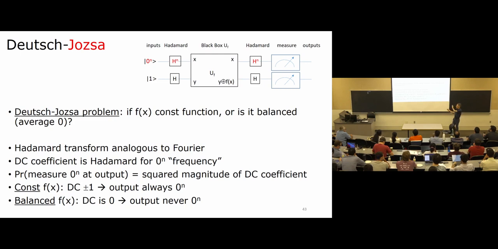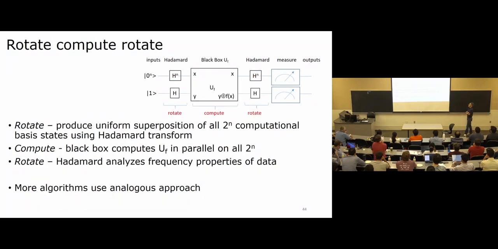All right. So again, I skipped a lot of steps here, but I was talking about the binary analog of frequencies. So at a more abstract level, what we really did here, we have 3 steps. The first step, and this is what Deutsch called rotate, compute, rotate. We rotate from our initialization to a uniform superposition. The compute step means that our black box, we run it in parallel 2 to the n times. And we create a superposition of 2 to the n answers. And then we rotate back. We're trying to get clues about the structure of our data, which is why we're calculating this Hadamard transform, which gives us information about frequency responses. And many quantum algorithms use an analogous approach, rotating, computing, rotating.